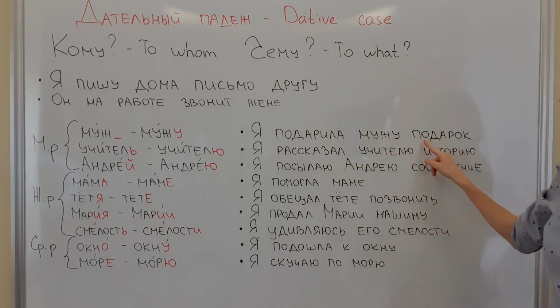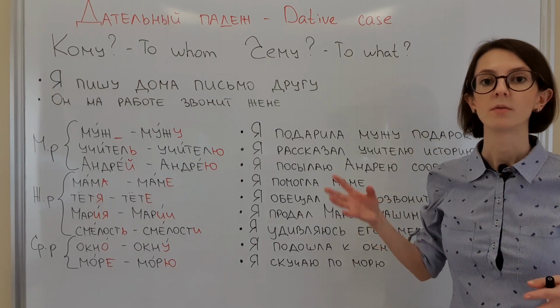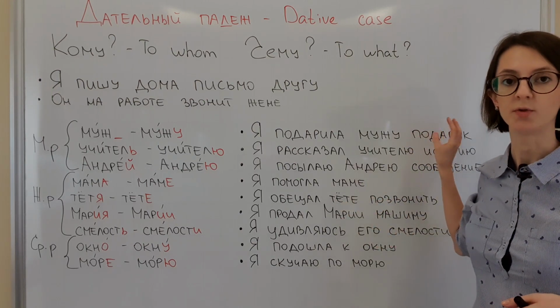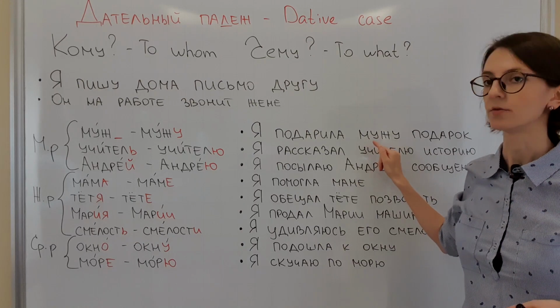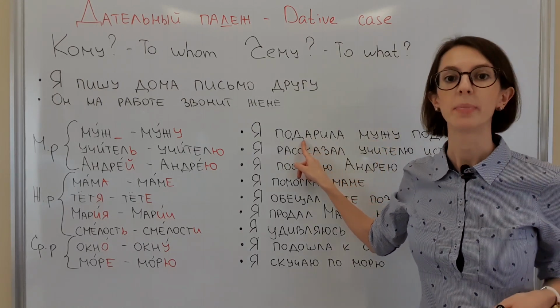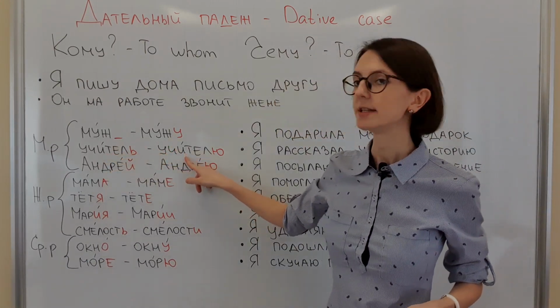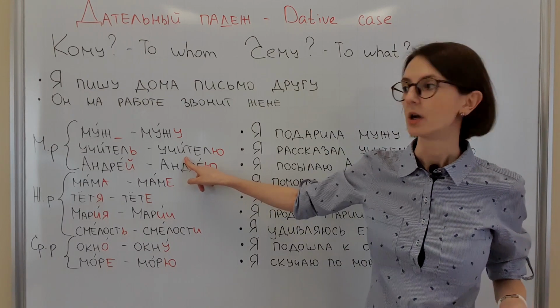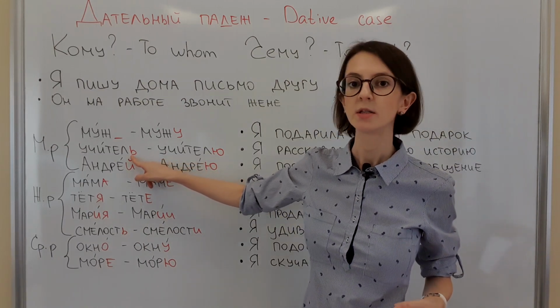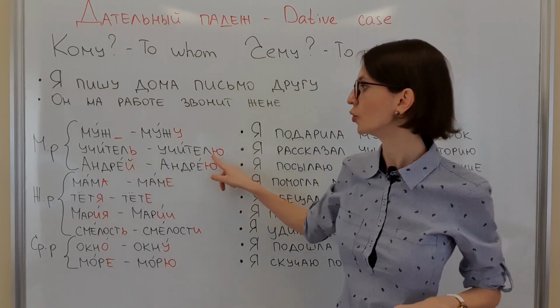you can see we use accusative case with the object. With the object we use accusative case, but with recipient we use dative case. So, дарить, подарить, the first verb. Учитель, учителю, teacher. So, if a noun ends with a soft sign and it is masculine, we change it to ю.